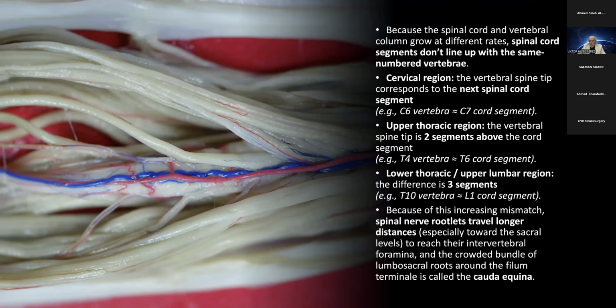And in the lower thoracic or upper lumbar region, the difference is 3 segments. For example, T10 vertebra is L1 cord segment. Because of this increasing mismatch, spinal nerve rootlets travel longer distances, especially toward the sacral levels, to reach their intervertebral foramina, and the crowded bundle of lumbosacral roots around the filum terminale is called the cauda equina.